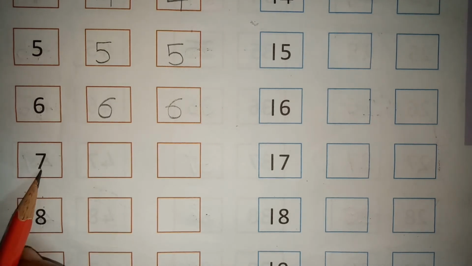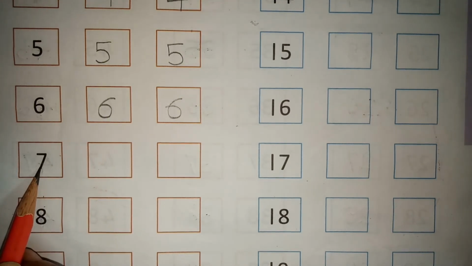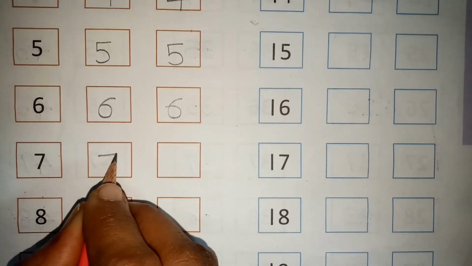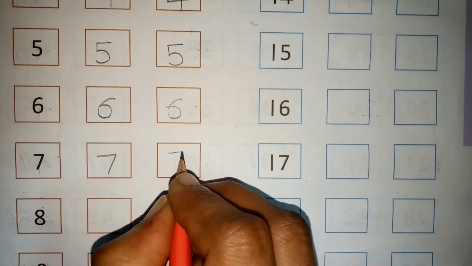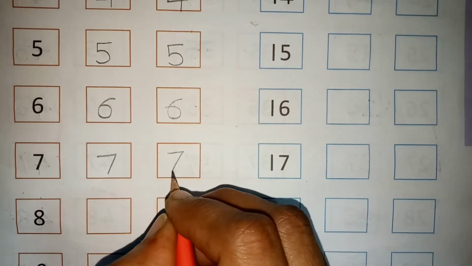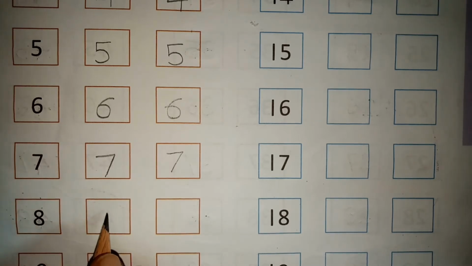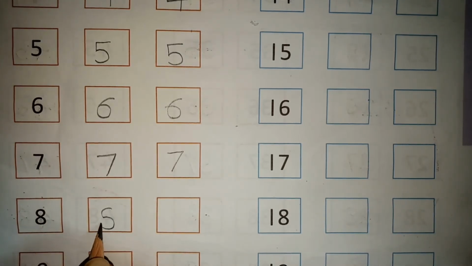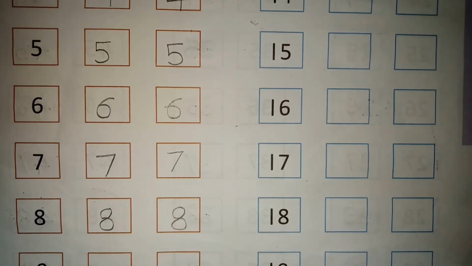Number 7. One sleeping line and one sliding line. What comes after number 7? Yes, number 8. Okay. A cow like this joining another cow.